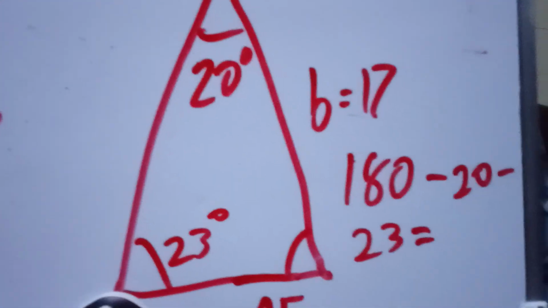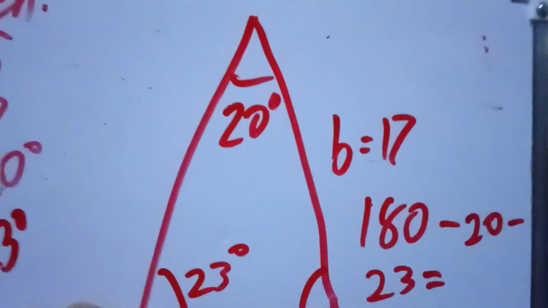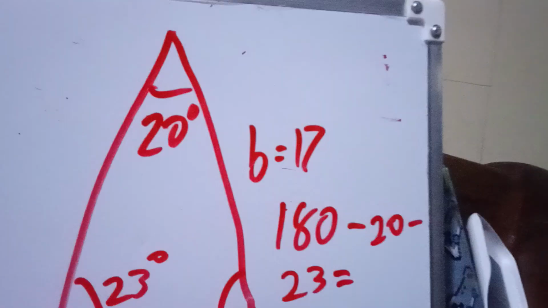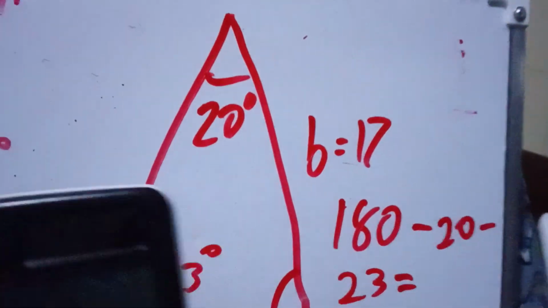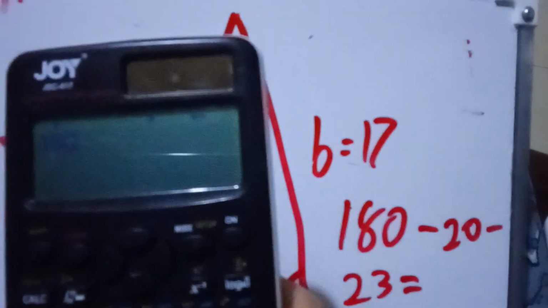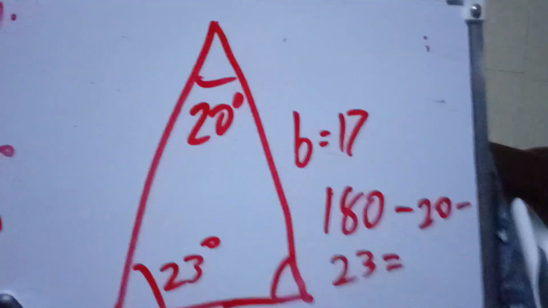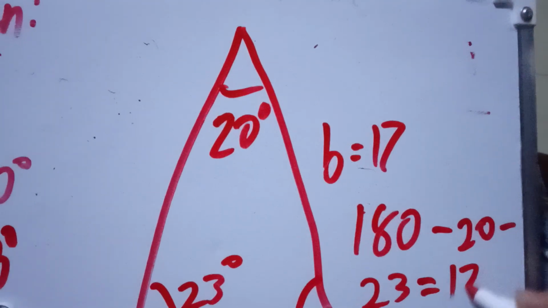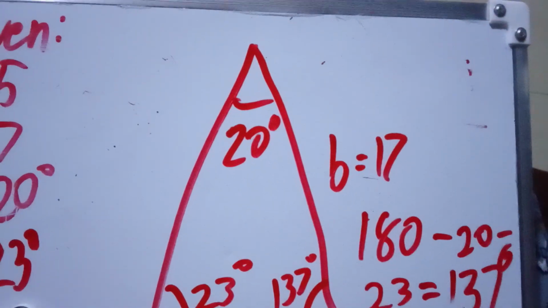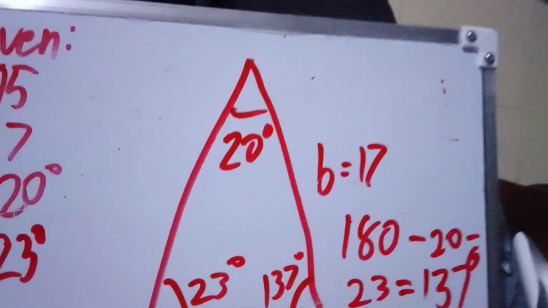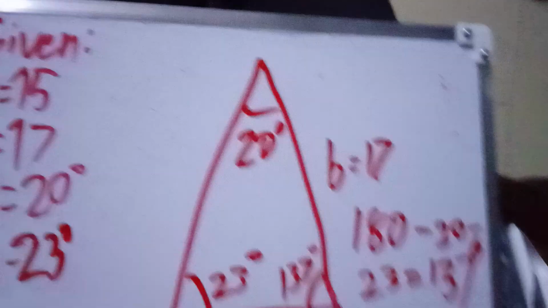Remember, if there's two angles, you could subtract them from 180 to get your final angle. Like, for mine, it's angle C. So let's write it down. 180 minus 20 minus 23. It's 137. 137 degrees. So that's how we got our final length, our triangle, but we forgot C. I'll tell you that in the next video.